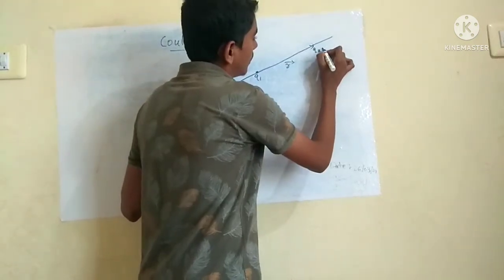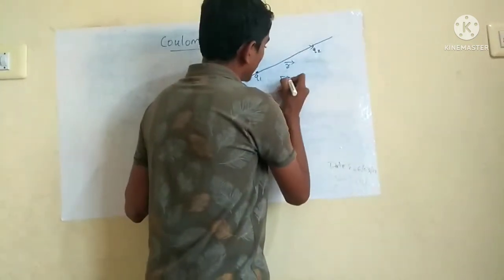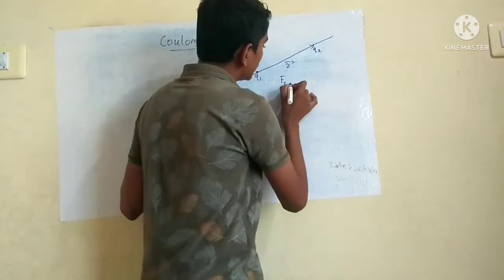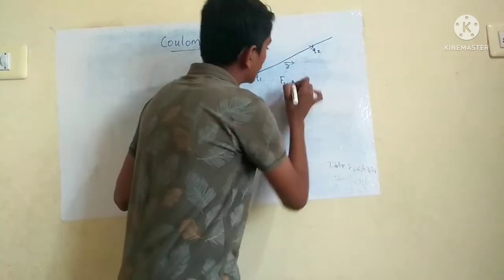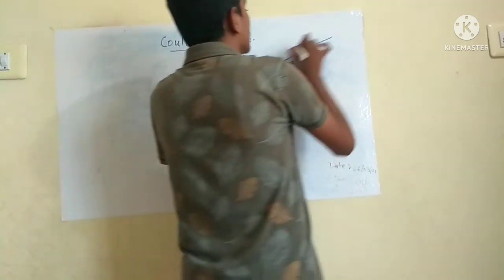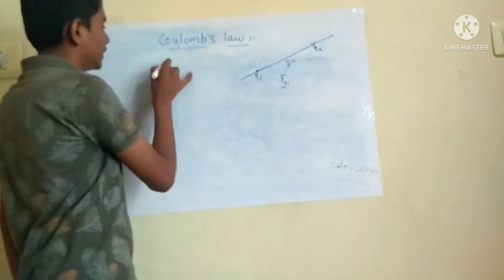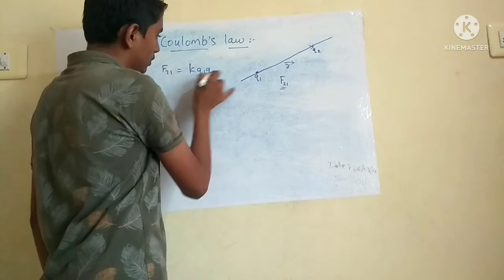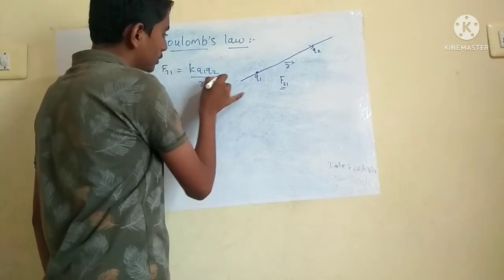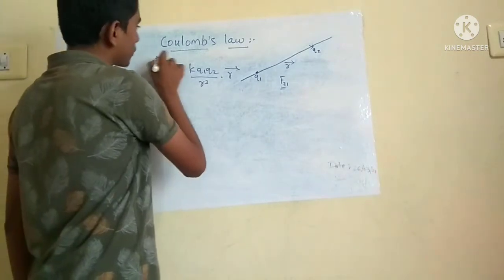Now q1 will exert a force on q2. What is it? Force on q2 due to q1 will act along this vector. What is the magnitude of this force? This is k q1 q2 by r cube along r vector. This is the main formula of Coulomb's law.